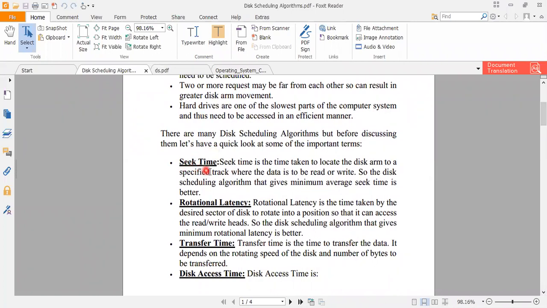Like seek time. Basically, seek time is the time taken to locate the disk arm to a specified track where the data is to be read or written. Indirectly, I have already mentioned the time taken by a disk arm to reach a specific track.